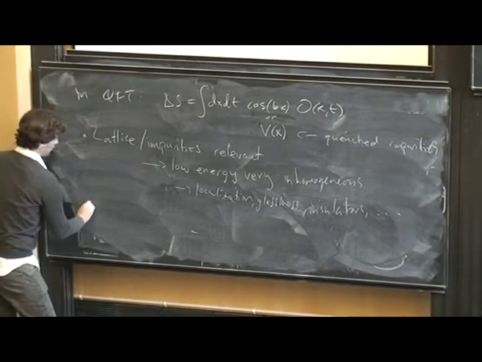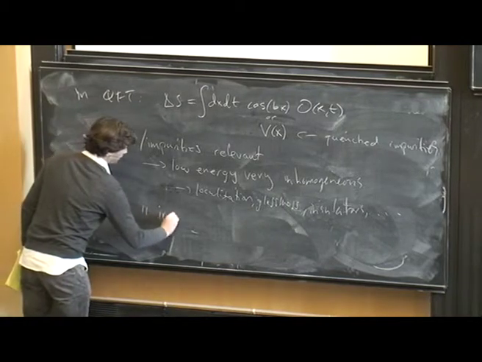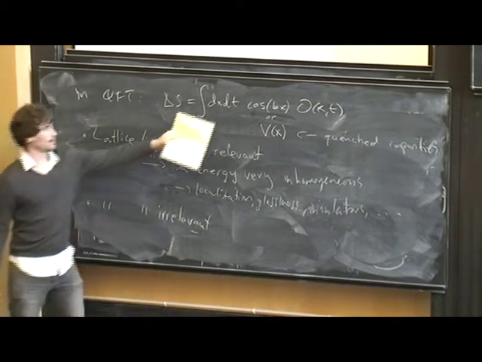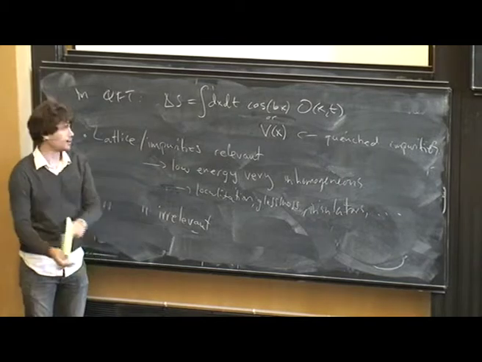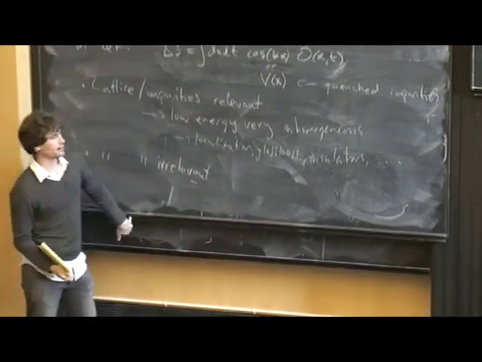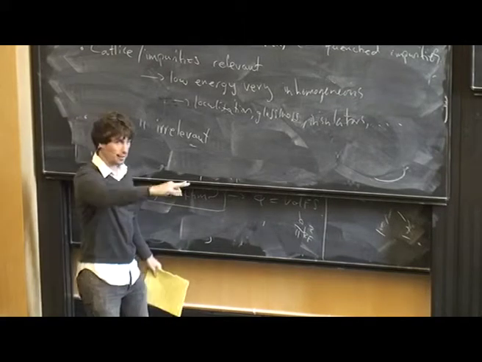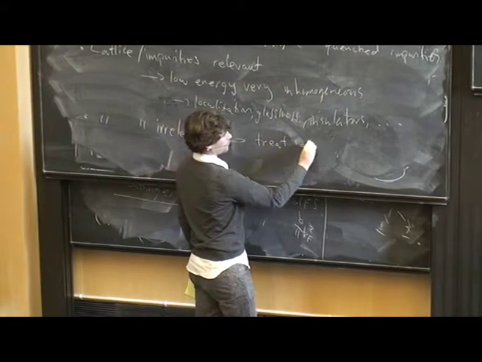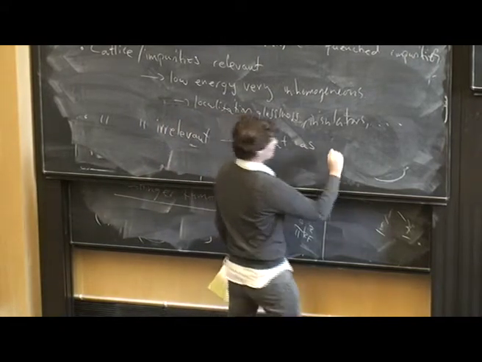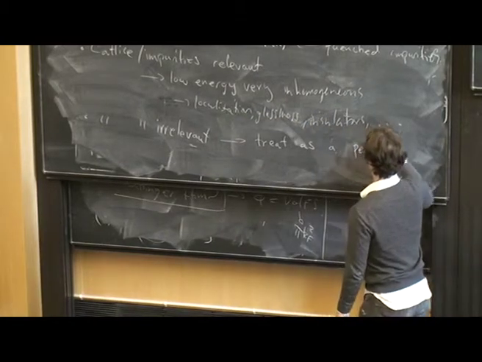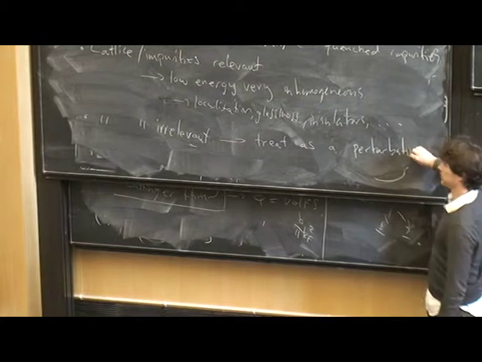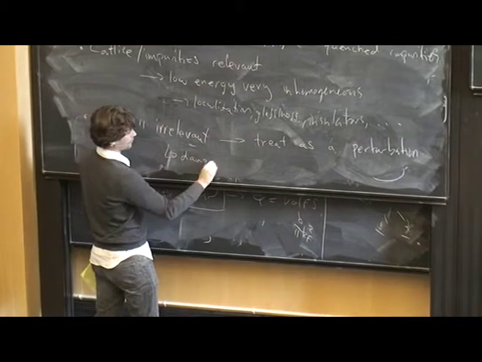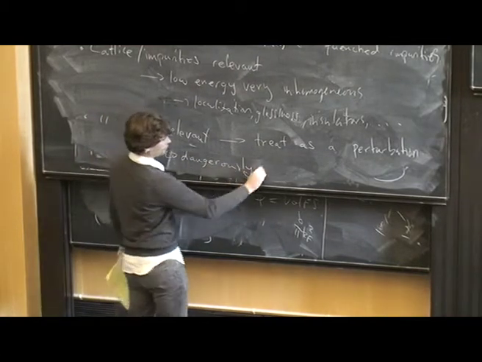However, what can also happen is that they're irrelevant. And that means that we can treat these as a perturbation at low energies. They're small, and so you can treat these translation breaking effects as perturbations about a homogeneous background. And this is actually a very nice example of something that's dangerously irrelevant. A slight abuse of the word, but let's do it.